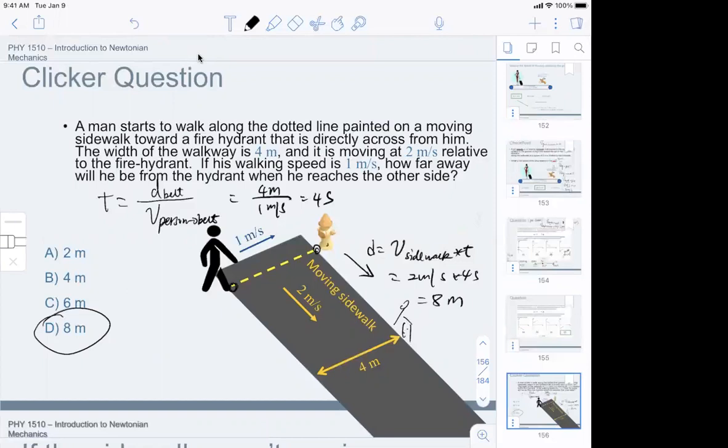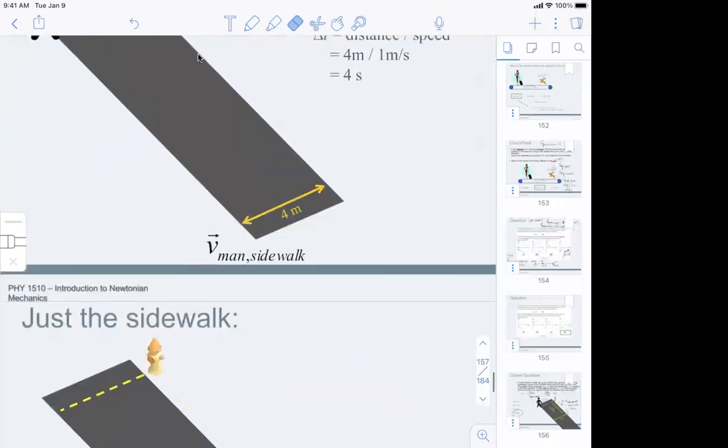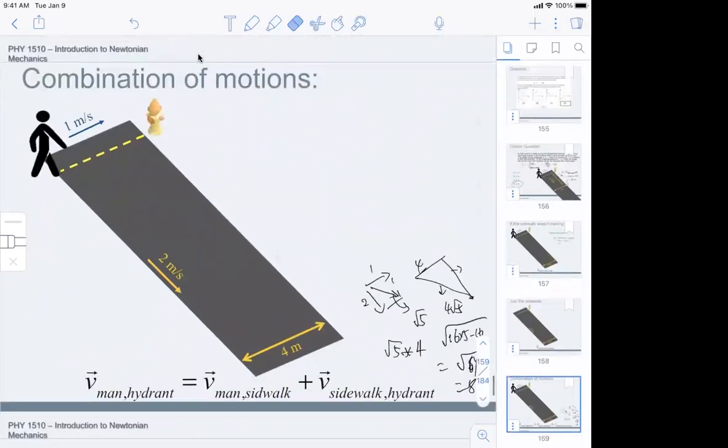I'm just saying that it's not the easiest way, but you could calculate the person's velocity relative to the ground. Relative to the ground, the person is moving in the diagonal direction, because not only is he going across, he's also moving down. Then you also need to find out how long the person has to walk diagonally, and then you can find the 8 meters as well. But the method that you used is more straightforward.